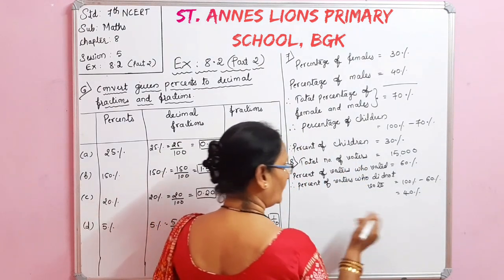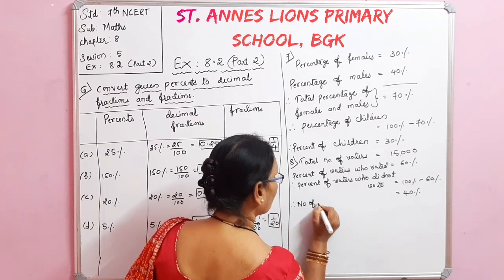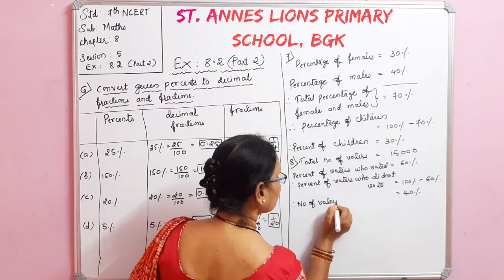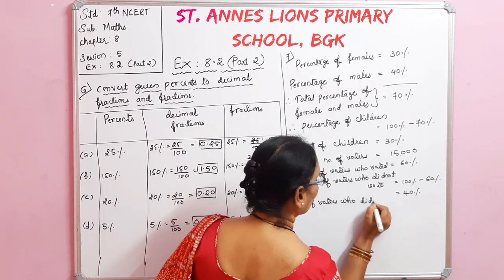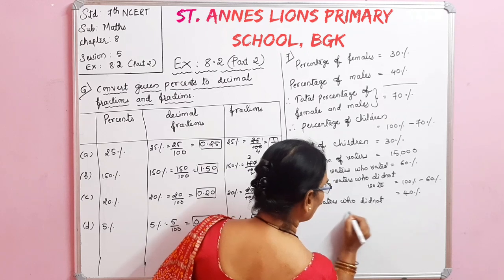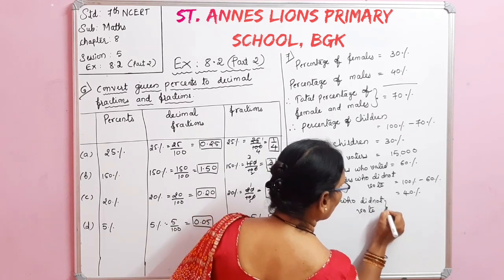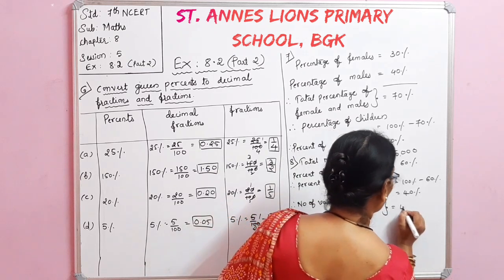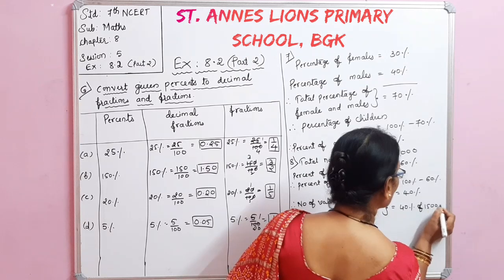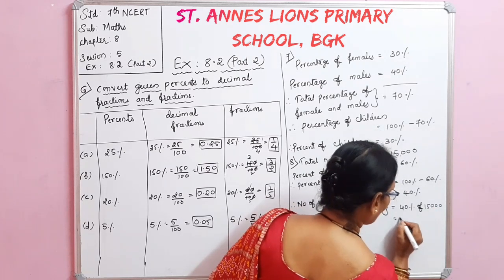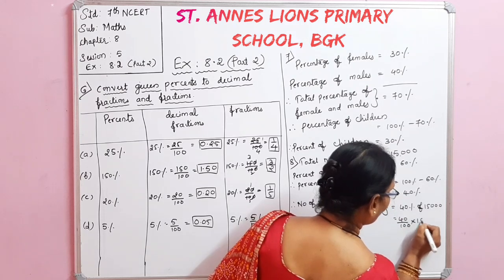Okay. Now, therefore, number of voters who did not vote is equal to 40% of 15,000. That is 40 by 100 into 15,000.